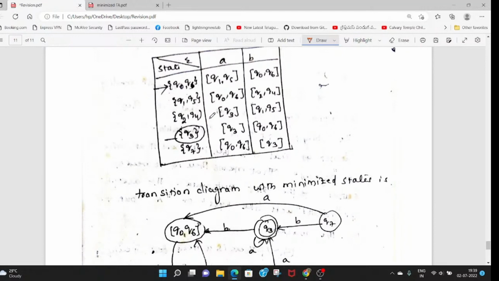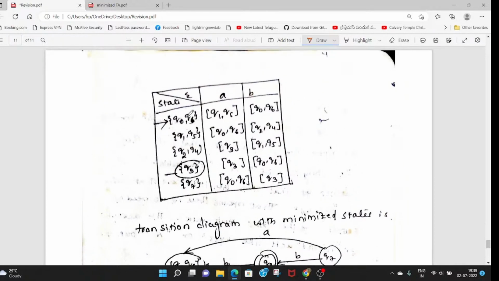You can rename them or else use them as usual. See here, at Q0, Q6, you are getting the combination Q1, Q5. For Q0, Q6 with B, you are getting Q0, Q6, because see here Q0, Q6 and Q1, Q5 are both the same. So you can write the transitions like this.